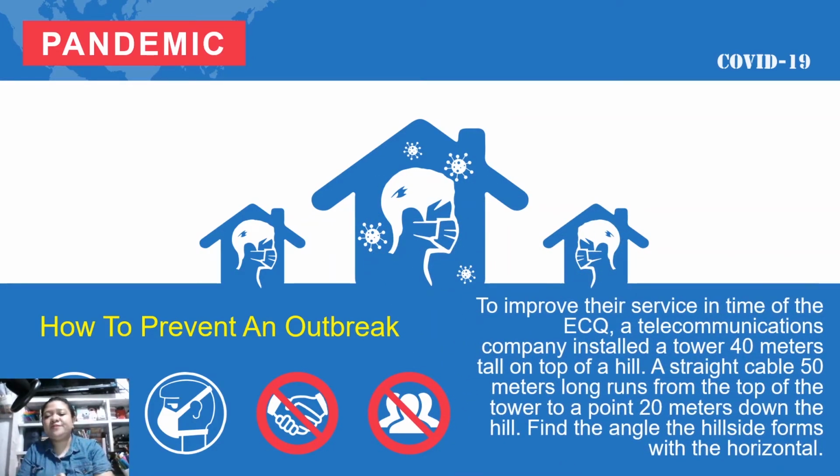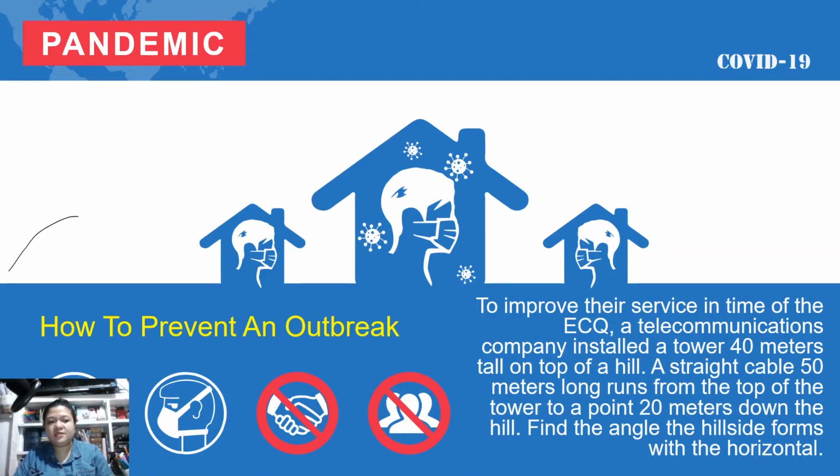To improve their service in time of the ECQ, a telecommunications company installed a tower 40 meters tall on top of a hill. A straight cable 50 meters long runs from the top of the tower to a point 20 meters down the hill. Find the angle of the hillside. Find the angle the hillside forms with the horizontal.